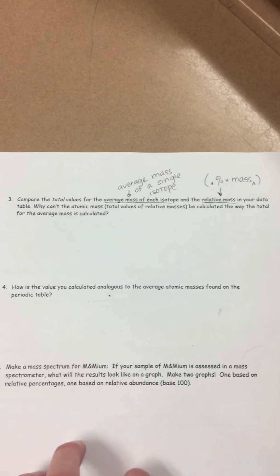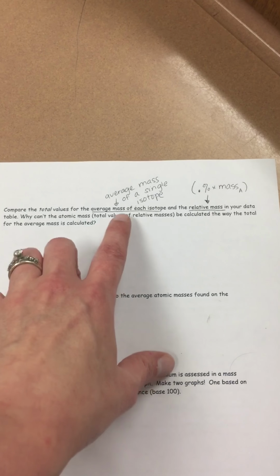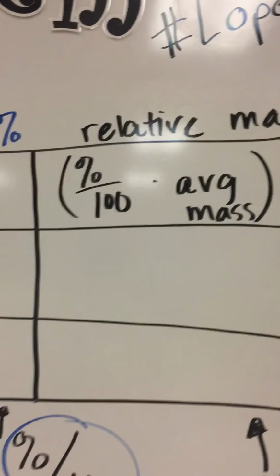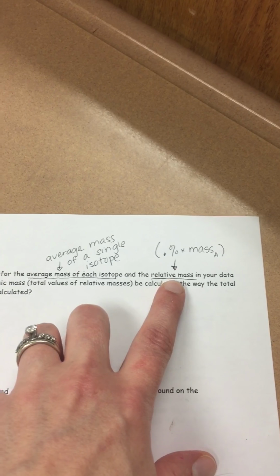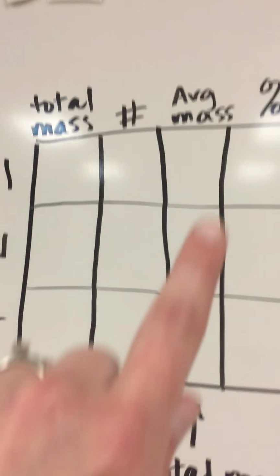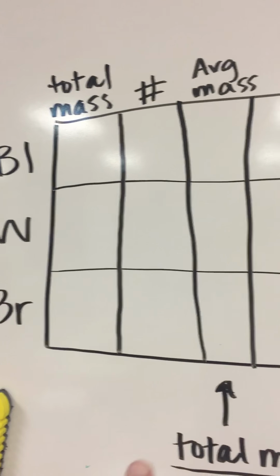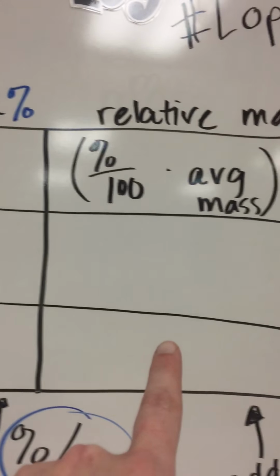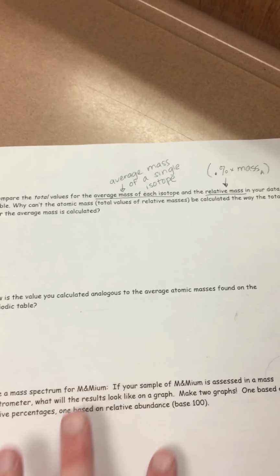For question number 3, you're going to compare the value for average mass of each isotope. So again, that last column. You're looking at that last column to get that. Actually, I'm sorry. That's the relative mass. The average mass of each isotope is that third column, where you just have the mass of a black bean, the mass of a white bean, the mass of a brown bean. So you're comparing the third column to the last column in question number 3 on this assignment.